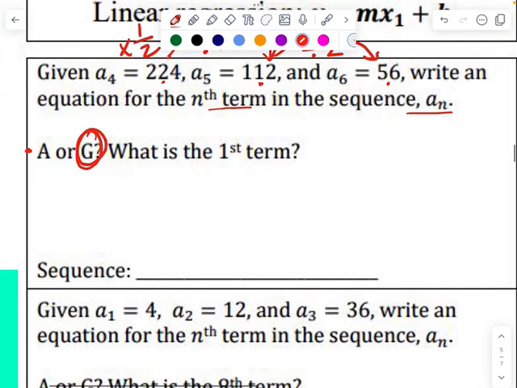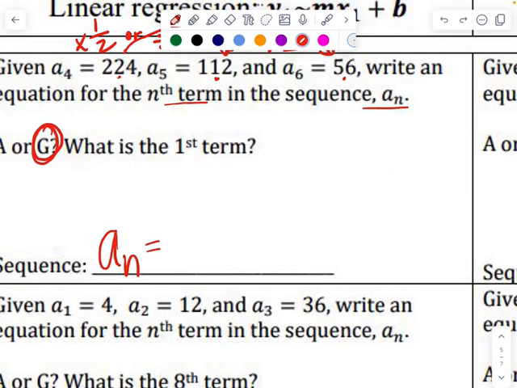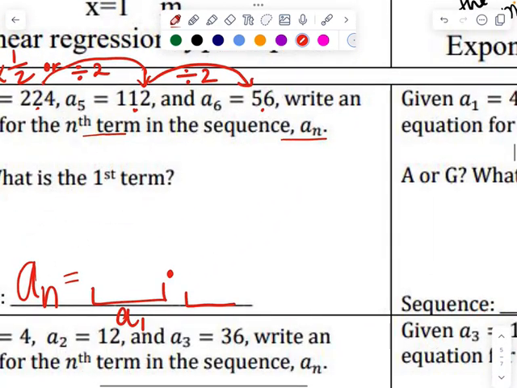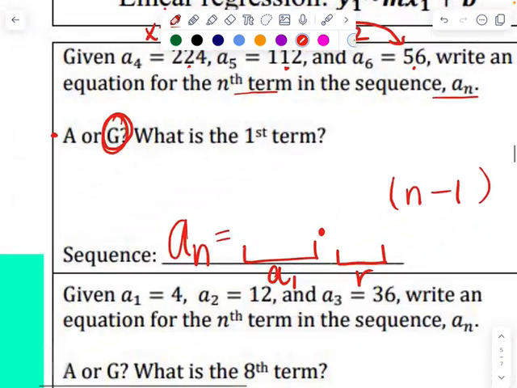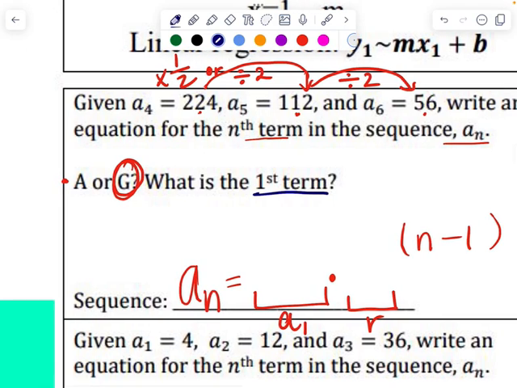So I know I'm going to have AN equals, then I need something for R, or what is it first? I need something for A1, not R. And it's going to be times R. And then I'm going to have the exponent of n minus 1. So that still stays the same. So what is the first term? Because I need to know A1. I don't have the first term here. Usually it starts with A1, but this time it didn't.